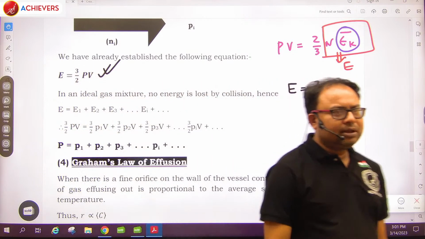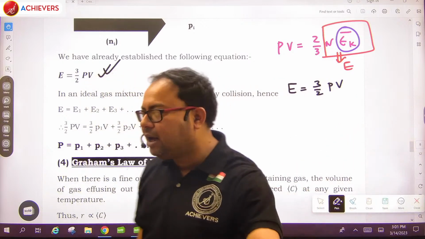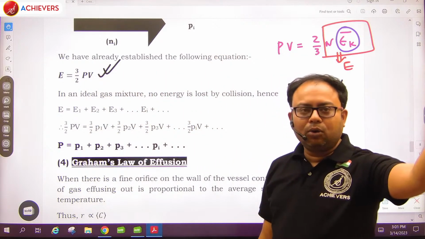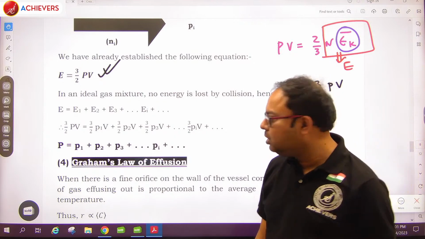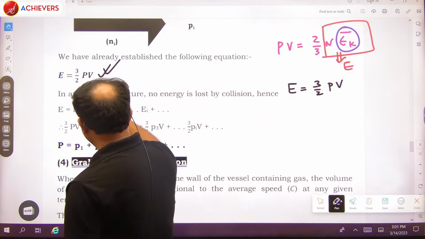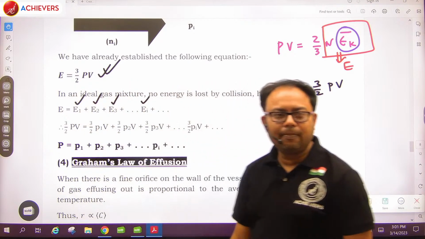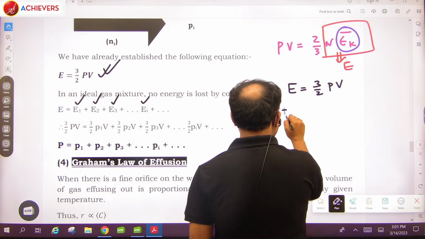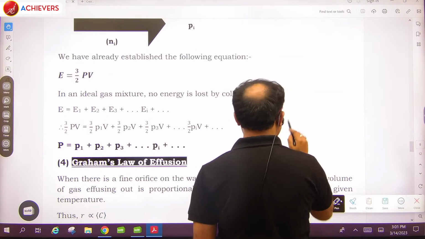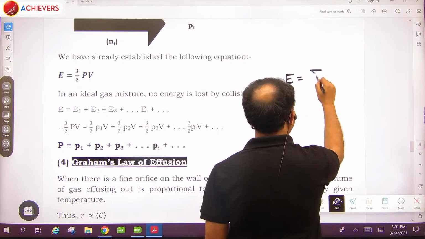Now, students, energy is a scalar quantity, so you can just add up all the energies. The total energy is basically the sum of energies of each of the gas molecules. That means E1 plus E2 plus E3 plus Ei and so on. So, total energy can be expressed as summation over Ei.